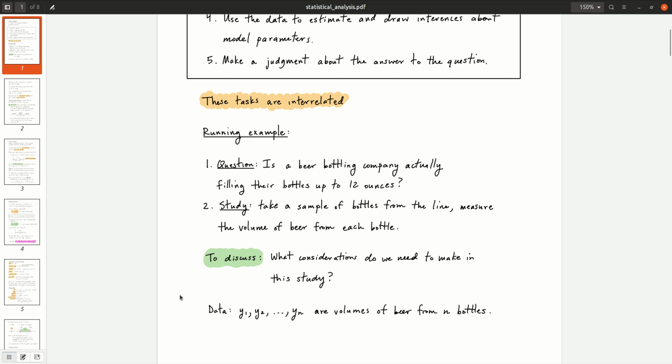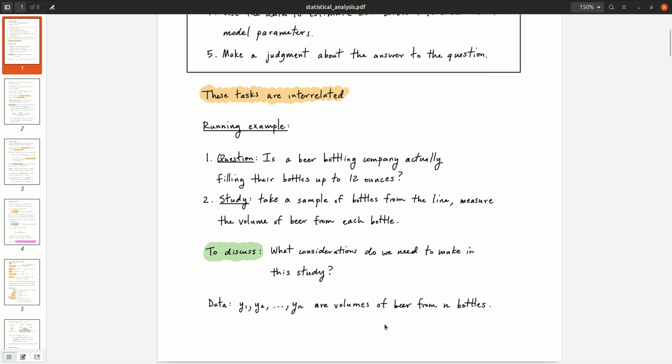So after we do the study, we'll get a data set. And the notation that I'm using for this is Y with a subscript. And the data are just labeled Y1 through YN. And these are volumes of beer from N bottles that were sampled from the bottling line.